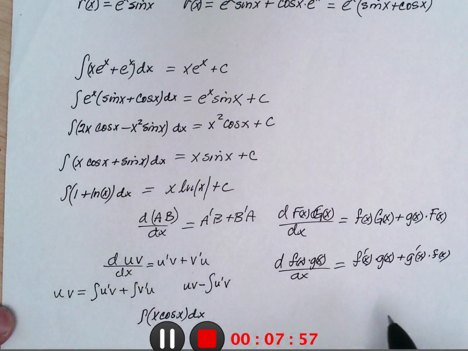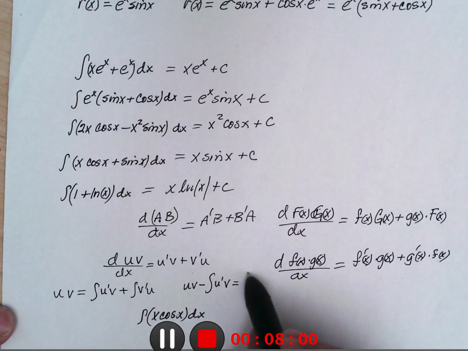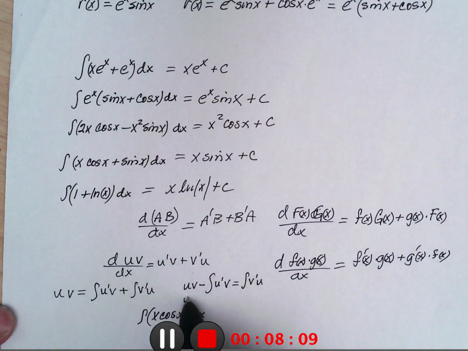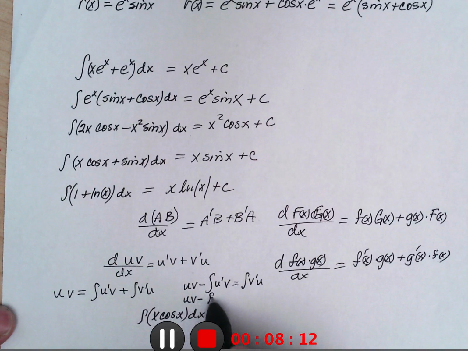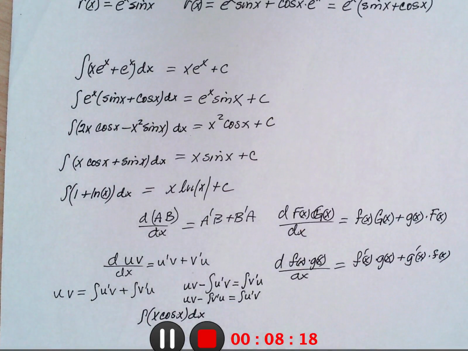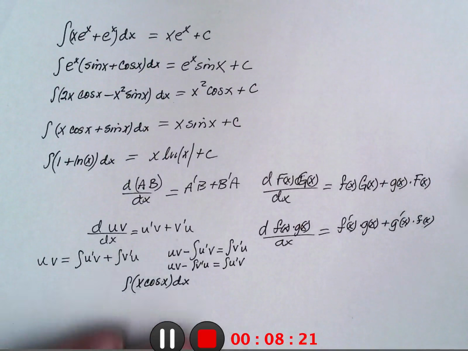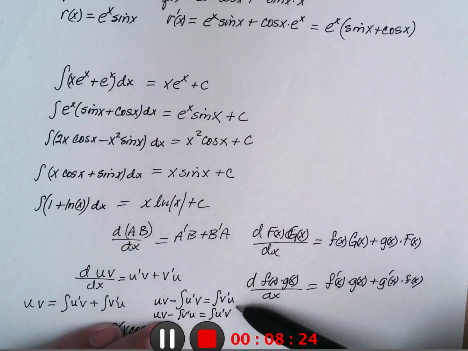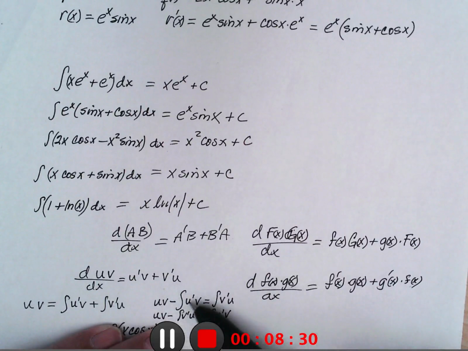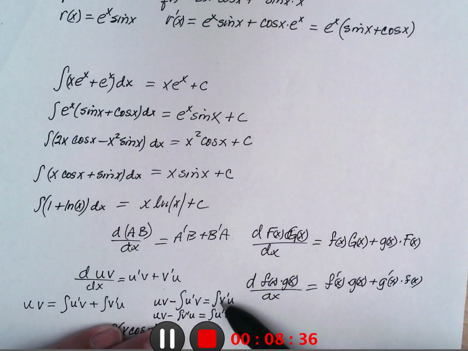Then it would equal the integral of V prime U. Or we could have subtracted this one from both sides, and we would have had UV minus the integral of V prime U equals the integral of U prime V. So it really doesn't matter which way you remember this, other than you know it's going to be the product of U and V, subtract the derivative of one times the other, and then it's going to equal the derivative of the other times the one.